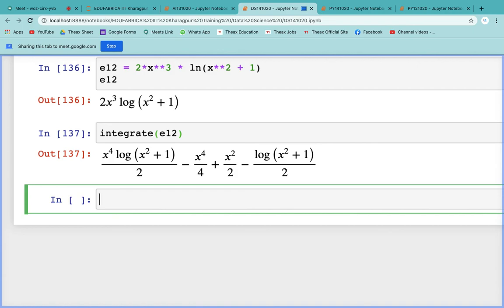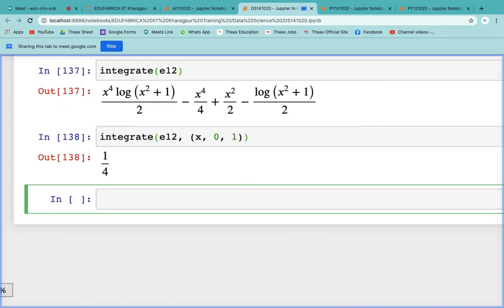What if we give limits from 0 to 1? How are we going to write x, 0 and 1. Clear? Doubts? No? Yes, no, quick. No. And this 1 by 4, oh yeah, okay. I think things might be clear.